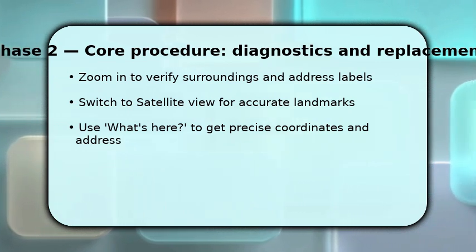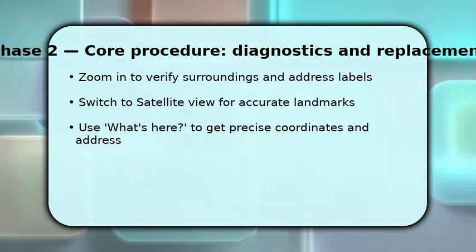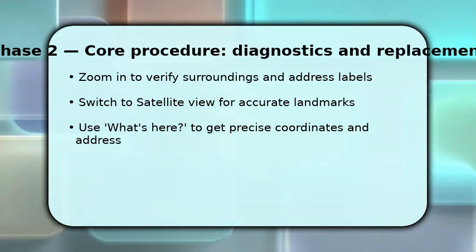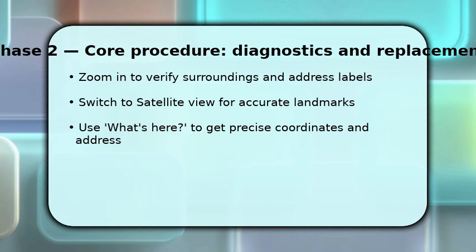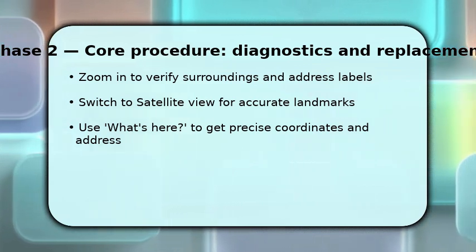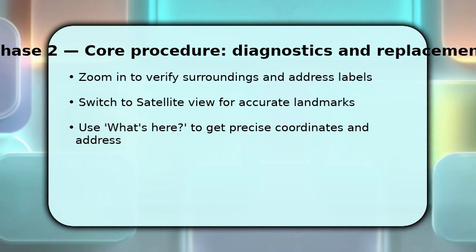If the pin is slightly off, right-click on desktop or long press on mobile and choose What's Here. That returns exact coordinates and an address snippet. Make sure to compare those returned numbers to your source. Small rounding differences can move the marker by meters, so adjust.